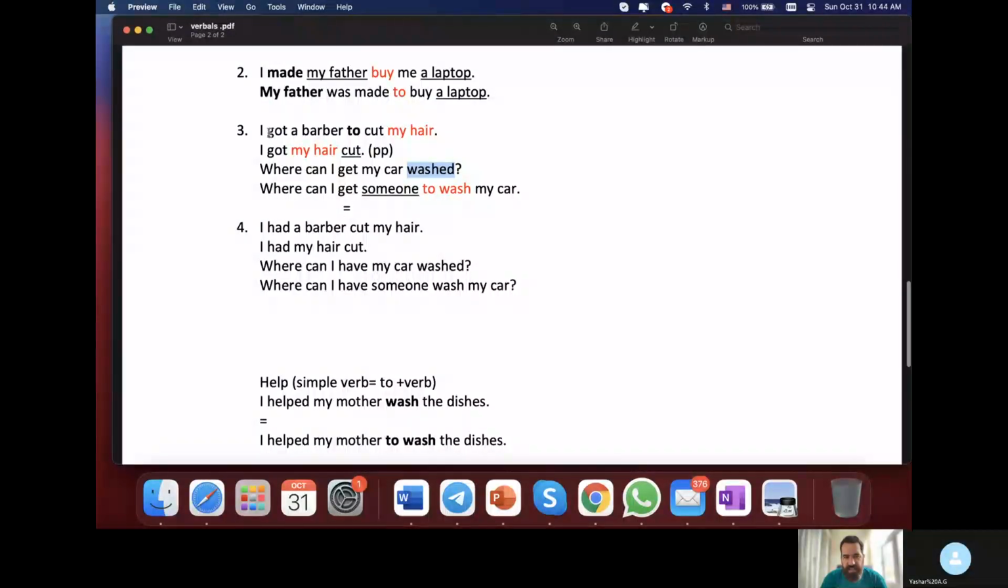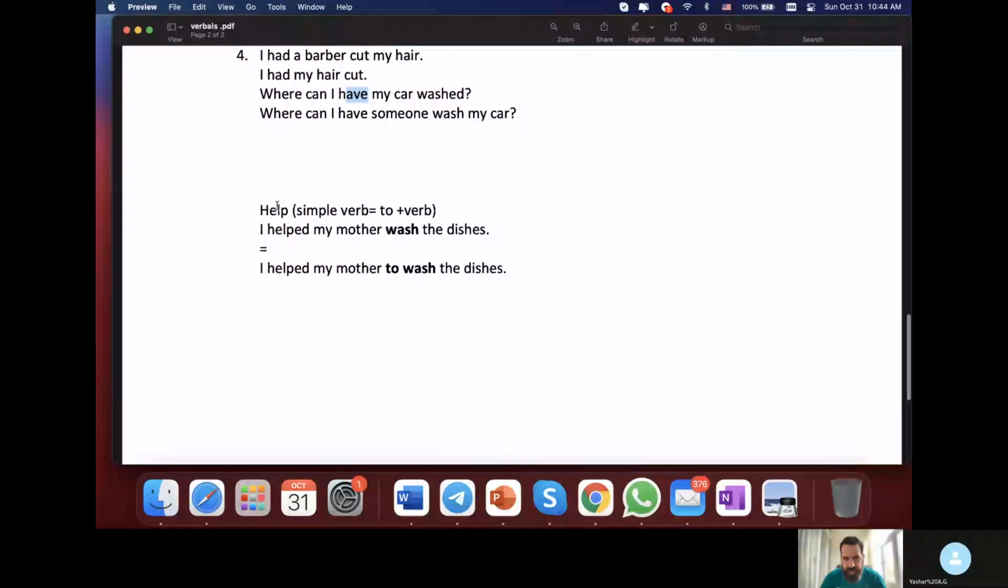Rather than this "get," when the language is formal, you can use "have." In this case, it is past, it is "had." With "had," we don't have "to," either in passive or active structure. I had a barber cut my hair, I had my hair cut. Where can I have my car washed? Where can I have someone wash my car? So it is exactly like "get," but when it's formal, in IELTS writing, we don't use "get," we use "have." And when it is active, without "to," when it is passive, without "to."